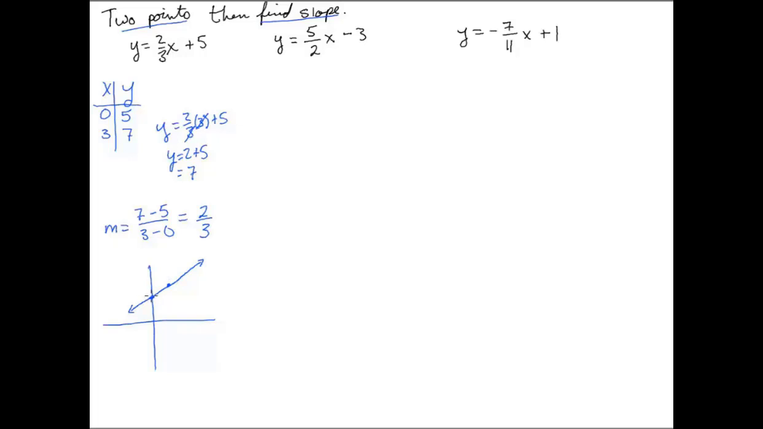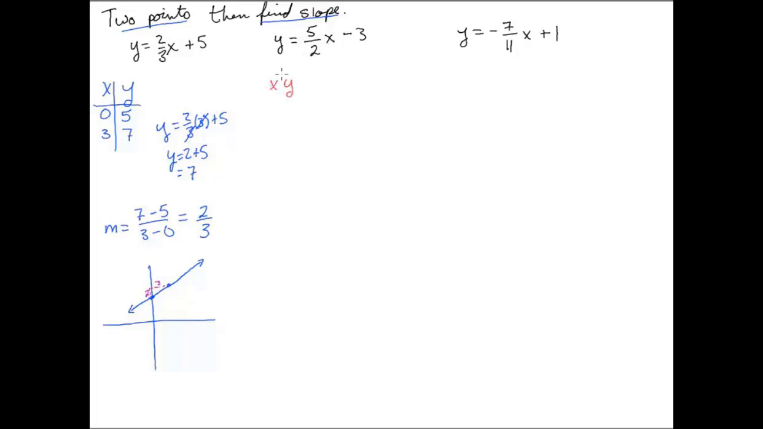Good. And we can see that between this point and this point is the slope. If you look right here, you can actually see the 2 and the 3, that it went from the level 5 to the level 7, and then it went from 0 over to 3. So it went up 2 and then over 3 to that next point. Good deal.